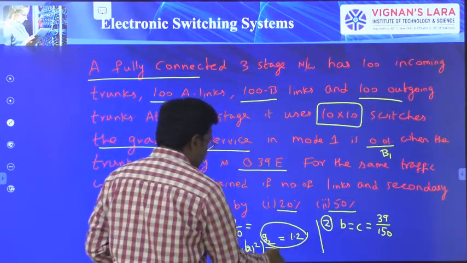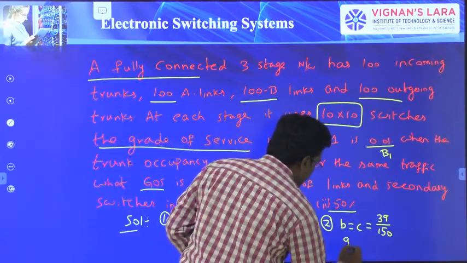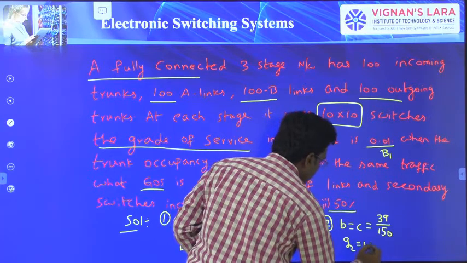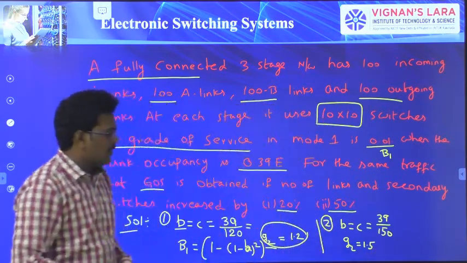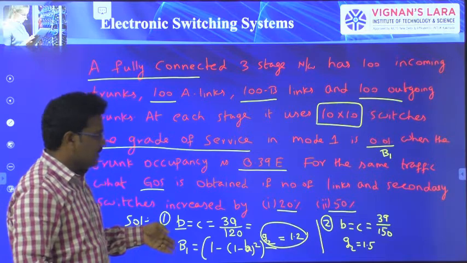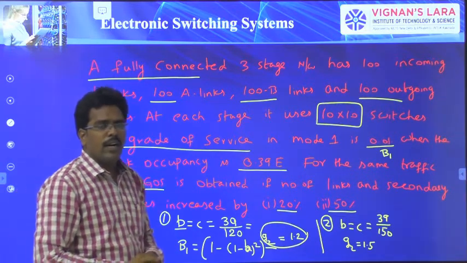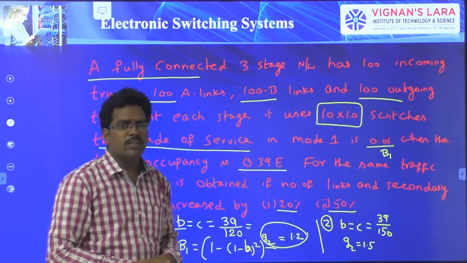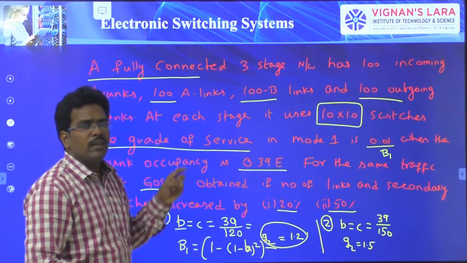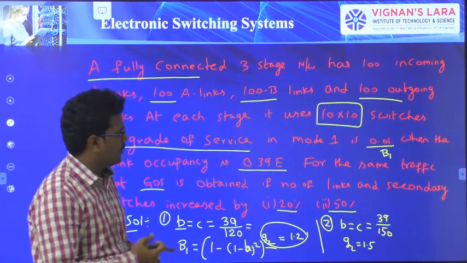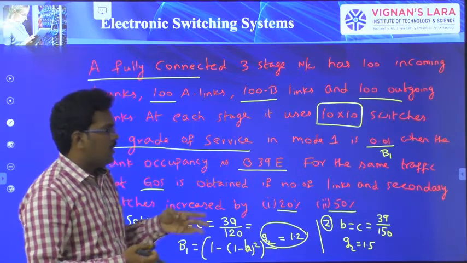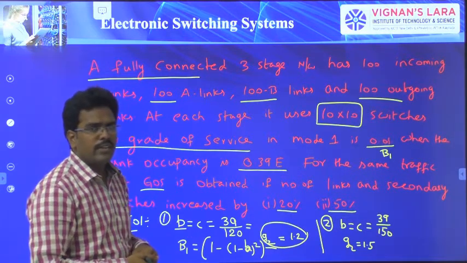Similarly, what about G2 in this case? In this case, G2 is equal to 1.5. So substitute these values and simplify to get the blocking probabilities in 2 different cases. This is a problem regarding finding the grade of service of a 3-stage link system in mode 1 for different number of links and for different number of secondary switches.